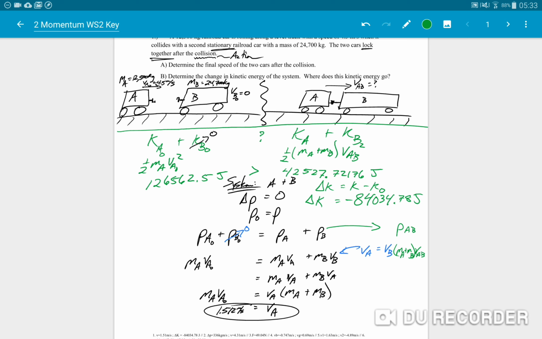So yeah, maybe kinetic energy does go down by 84,034 joules, but maybe some other type of energy goes up. Oh, maybe thermal energy goes up by 84,034 joules. That's a possibility. Where else might that energy go? If you think broadly there, what else is getting energy?